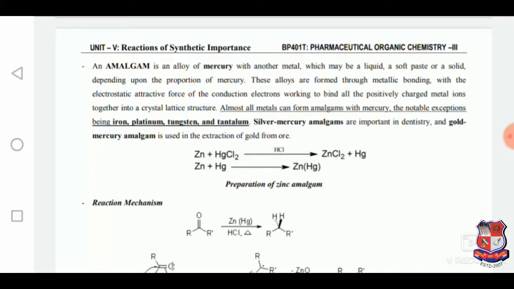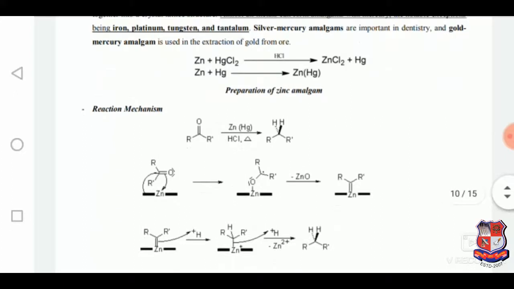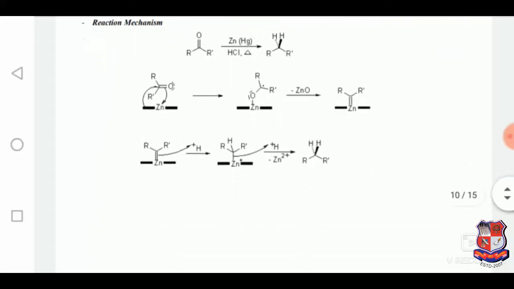Almost all metals can form amalgams with mercury, the notable exceptions being iron, platinum, tungsten, and tantalum. Silver mercury amalgams are most important in dentistry, and gold mercury amalgam is used in the extraction of gold from ore. This is the mechanism of how it occurs.